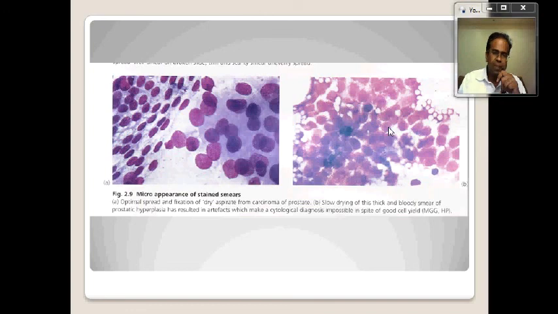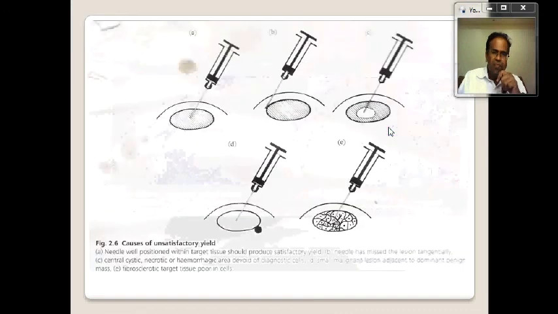So hopefully this was a mini tutorial, a sort of mini podcast, which dealt with how to get more from FNAC material. Now, what are the causes of unsatisfactory yield? Remember, we have to have the needle in the target tissue. If the needle misses the target lesion, we are not going to get any cells. If unfortunately the needle enters a hemorrhagic or cystic area of the target lesion, then again we are going to get just fluid or blood.